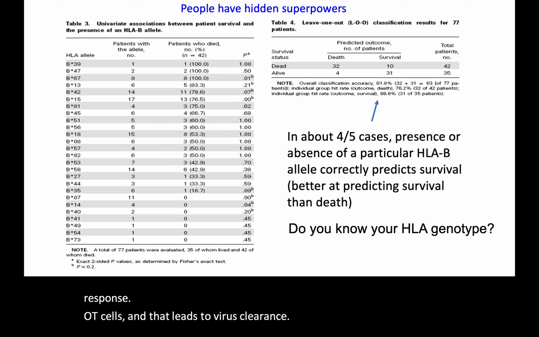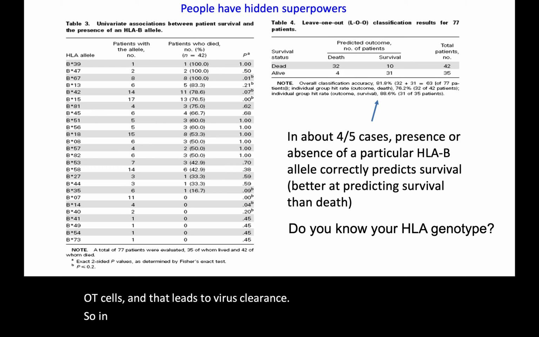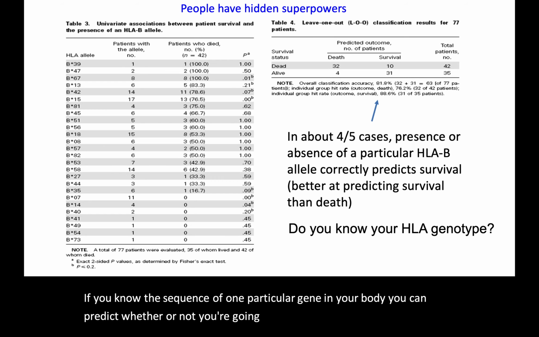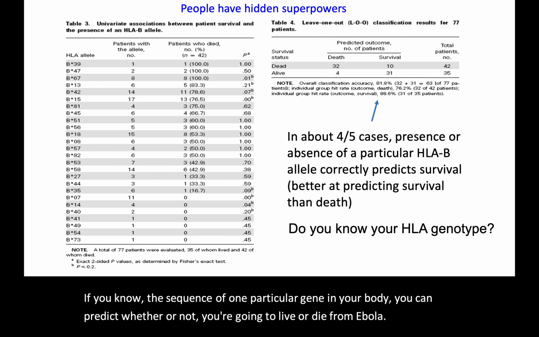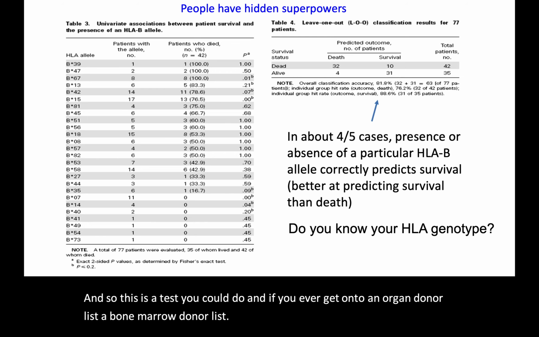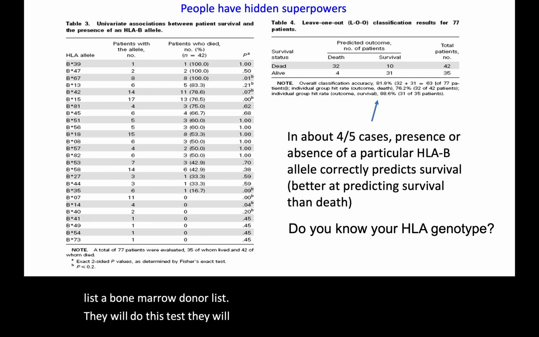So, in about 4/5 of cases, if you know the sequence of one particular gene in your body, you can predict whether or not you're going to live or die from Ebola. And so this is a test you could do. And if you ever get onto an organ donor list, like a bone marrow donor list, they will do this test. They will sequence this little bit because this is one of the things they want to read out.